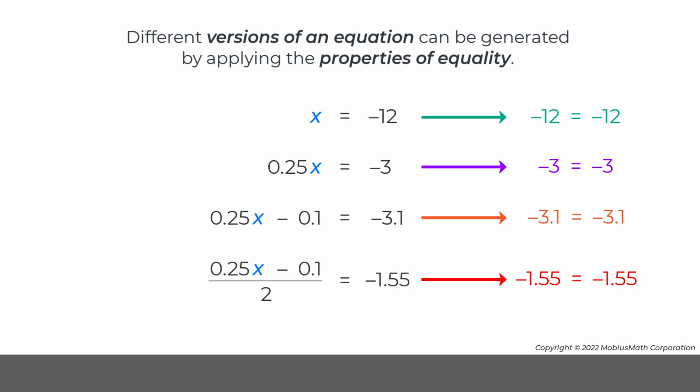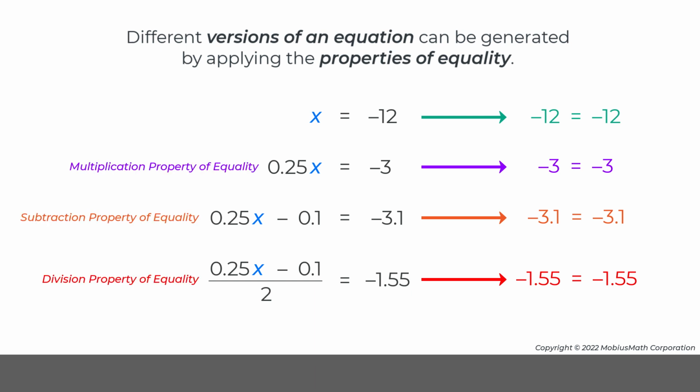So, each time a property of equality is applied to an equation, a new version of the equation is generated, but the value that makes each equation true does not change.